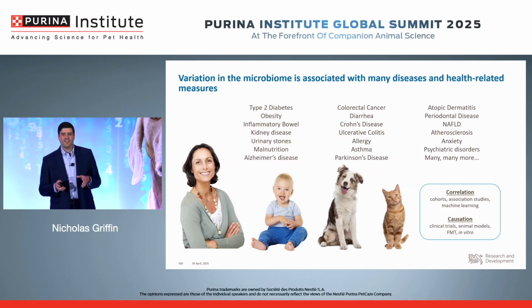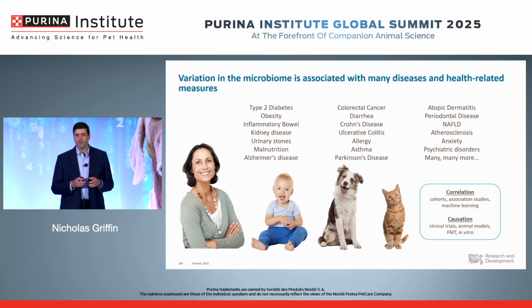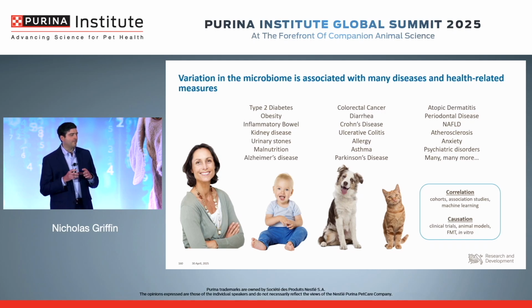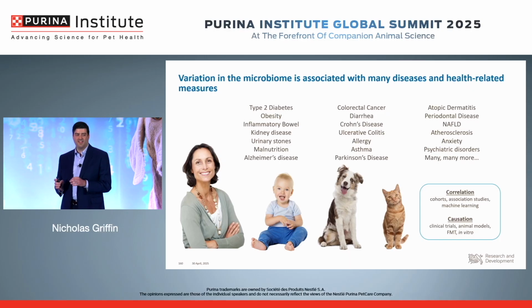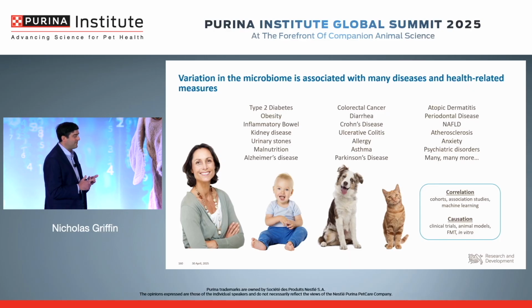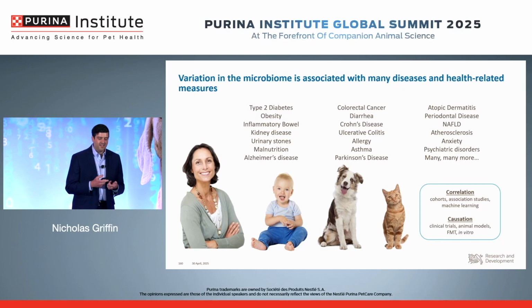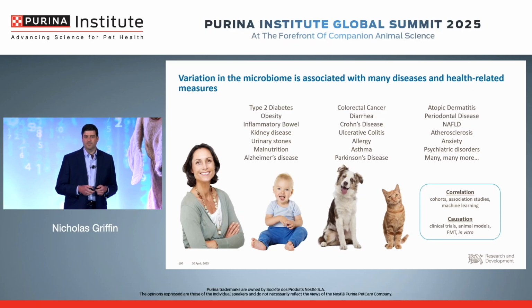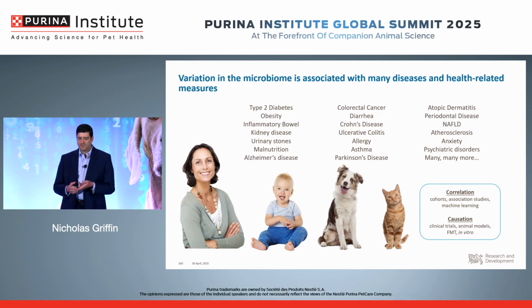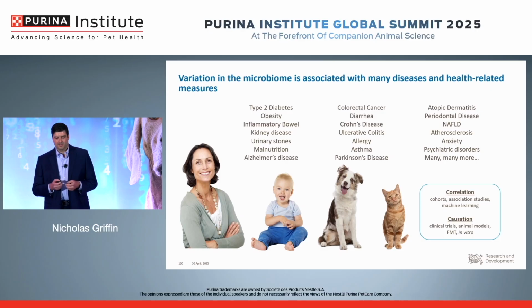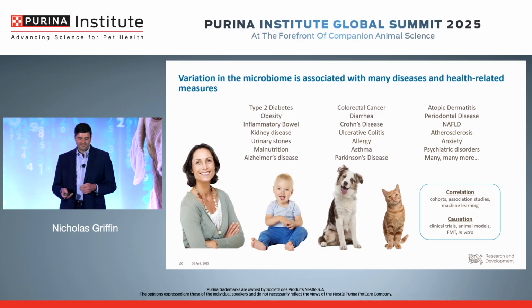A very quick look through PubMed or Google will find that microbiome has been associated with pretty much any disease you want to pick, right? So type 2 diabetes and obesity are key examples that have been worked on for years. Kidney diseases, the development of urinary stones, predisposition to cancers, and allergy and atopic dermatitis. There are so many of these.